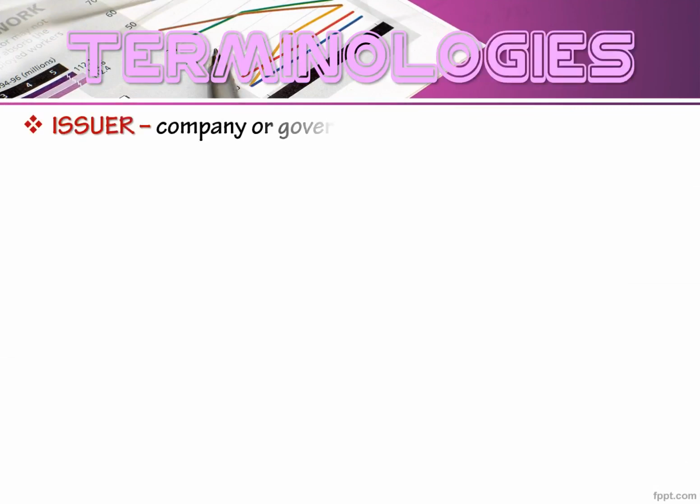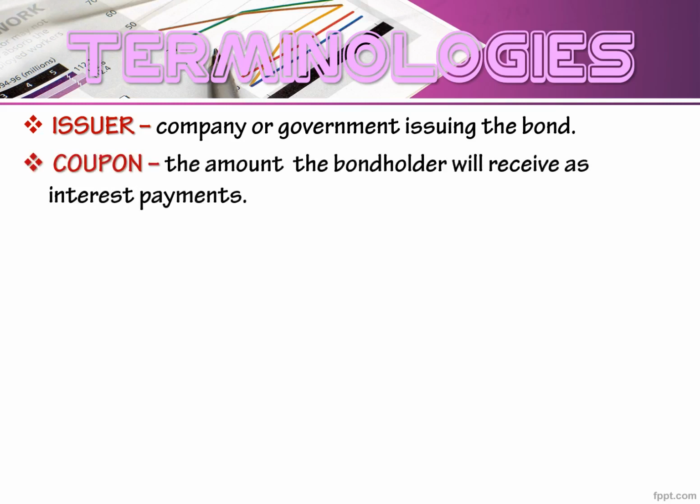Let's discuss now the terminologies concerning bonds. So we have here the issuer, which is the company or the government issuing the bond. So they are the ones borrowing money. Now we also have the coupon, or the amount the bondholder will receive as interest payments. Unlike in stocks, where they issue a certificate of stock, here they issue a coupon.